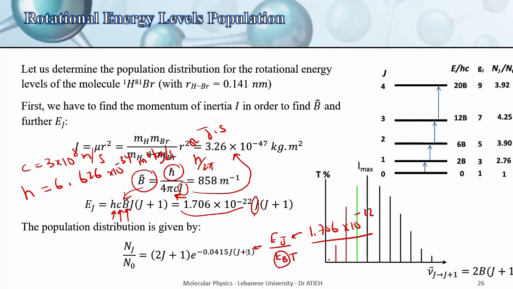It's also a constant. It's 1.38 times 10 to the power minus 23. And T is the temperature in Kelvin. If we are at ambient temperature, it will be 25 plus 273. So this is the temperature. So we get this final expression for the population distribution.